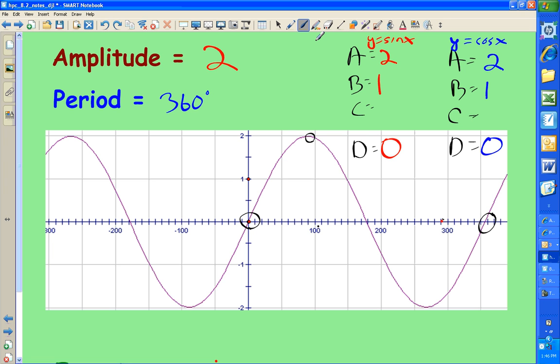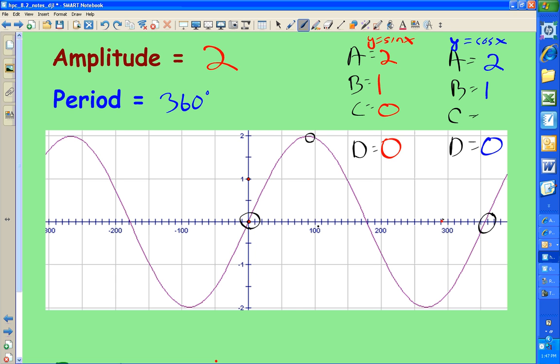So you now have A, B, and D. You just need to figure out your C values. We're going to do both. If we're going to do a sine function, what will C be equal to? So in this one, what will it be? For a sine function? Not 1. It's going to be 0.